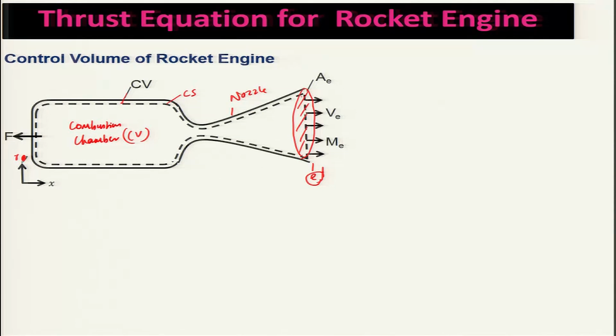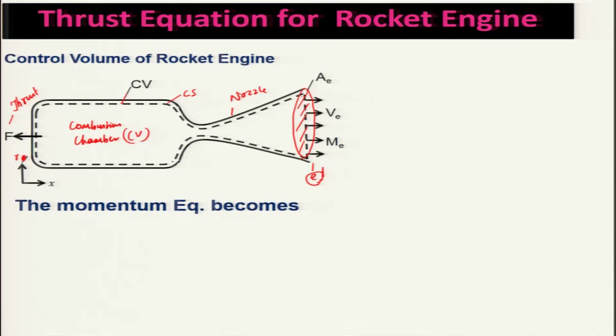And keep in mind that this is the thrust which is experienced by the rocket engine when there is a change in the momentum of the fluid at the exit of the nozzle. To find a relation for the thrust, which is opposite to the momentum change, it can be derived by considering the momentum equation.